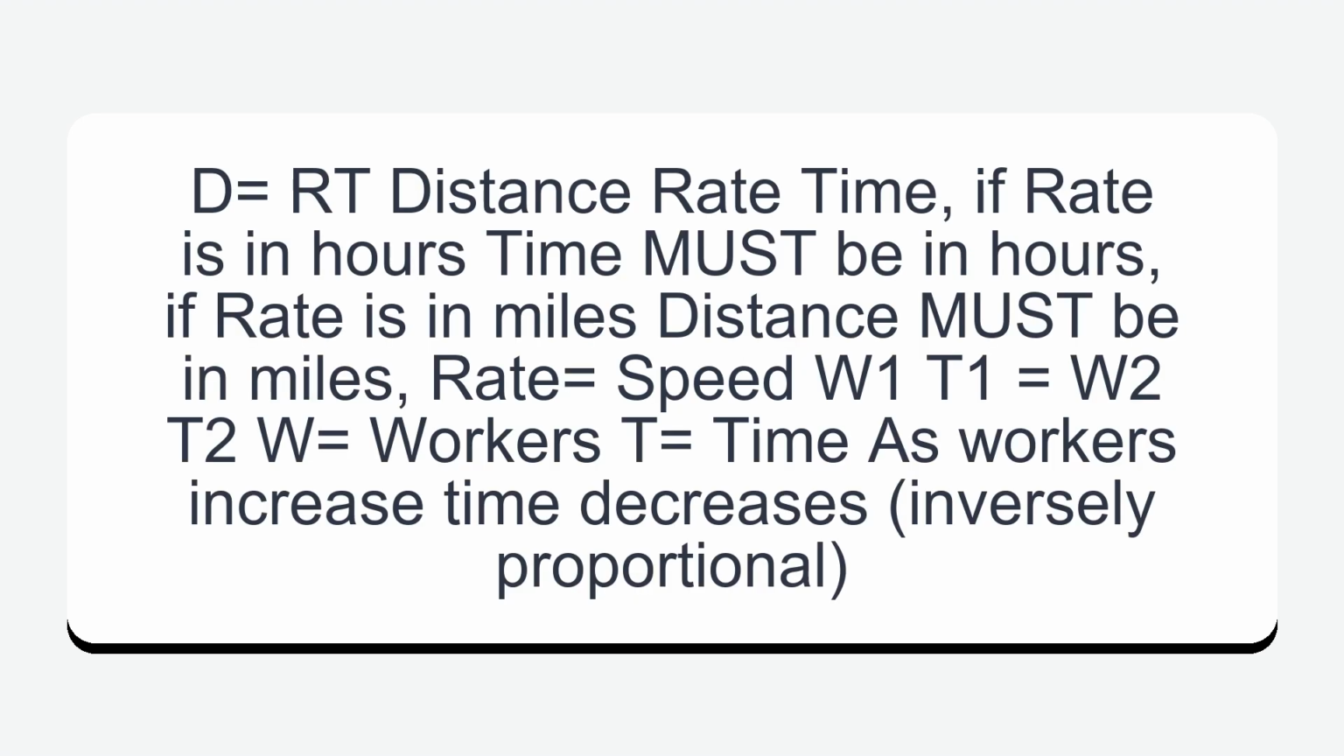Motion: D equals RT, distance equals rate times time. If rate is in hours, time must be in hours. If rate is in miles, distance must be in miles. Rate equals speed. W1 T1 equals W2 T2, where W equals workers and T equals time. As workers increase, time decreases.